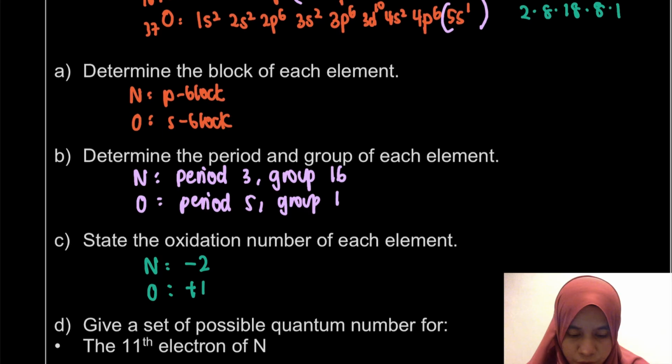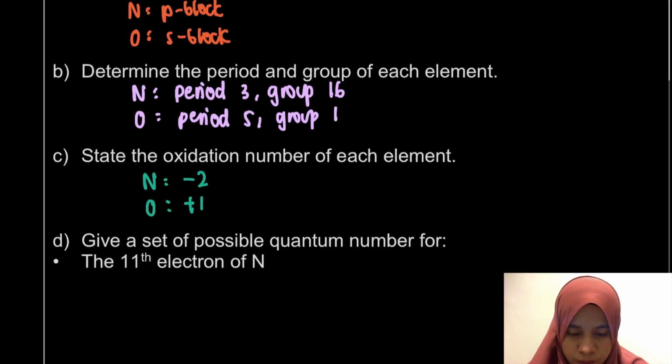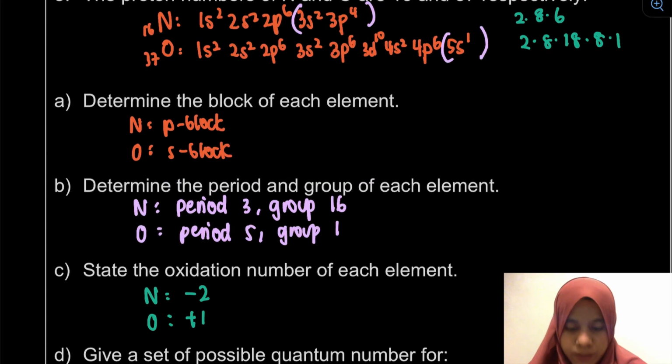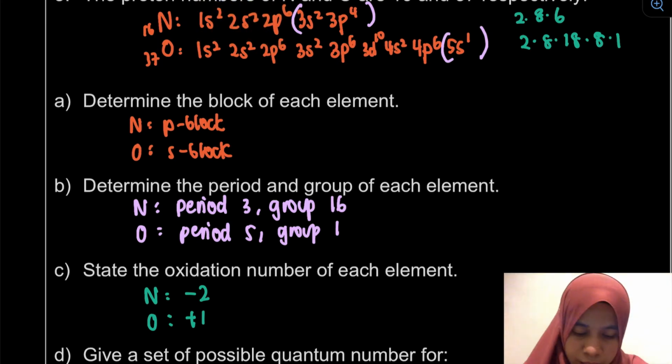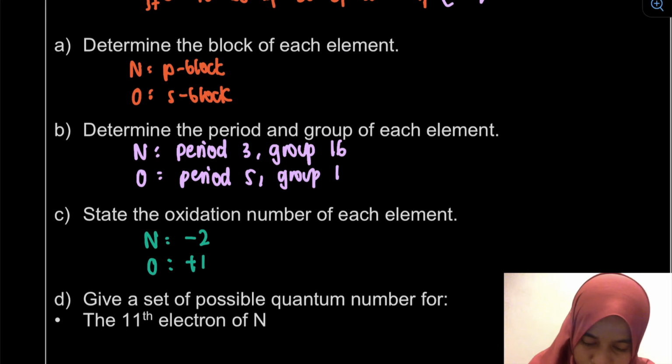Here, give a set of possible quantum number for the 11th electron of N. Yang lain sikit. Quantum number, you're familiar. Tapi ni dia macam the 11th one. Okay, so how we're going to do it? Calculate lah. Okay, so here is actually baru the electron. Kat sini is here 2. Here is 4. So here is 10. Okay. So the 11 electron ni is actually pada yang 3s1 ni kan? Pada 3s orbital. So the 11 electron is actually on our 3s.